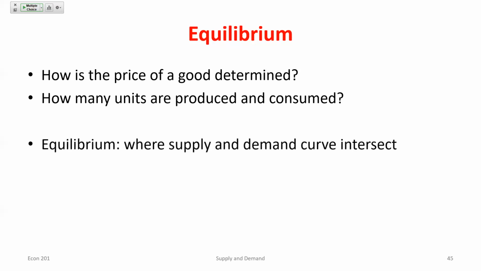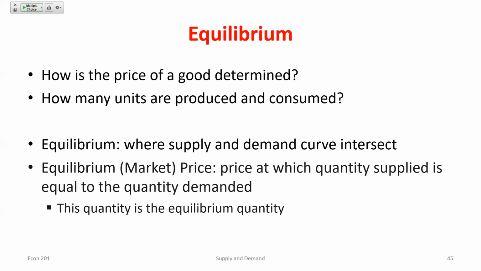Okay? So the easiest way to think about this is that equilibrium is going to be where the supply and demand curves intersect. I'm going to think about why in a second, but that's the easiest way to identify the equilibrium point. So the equilibrium price is going to be where the quantity supplied and the quantity demanded are exactly the same.